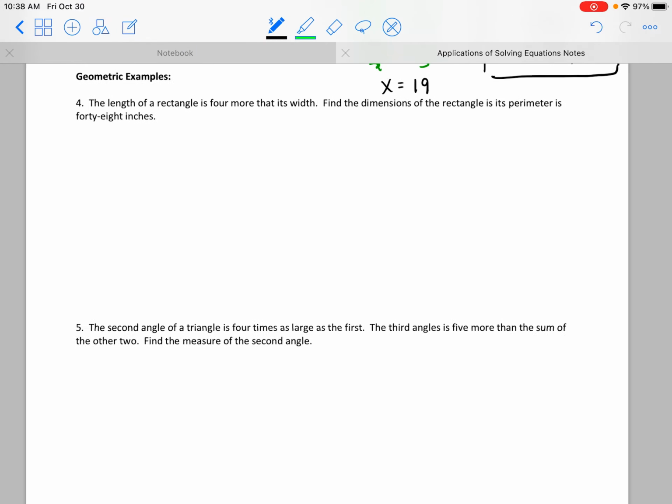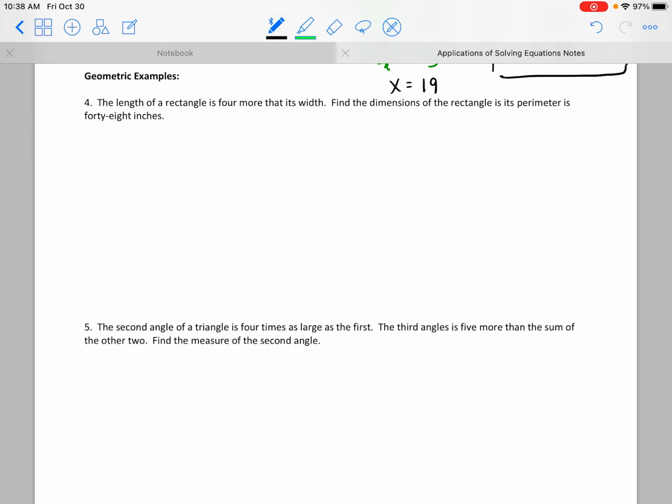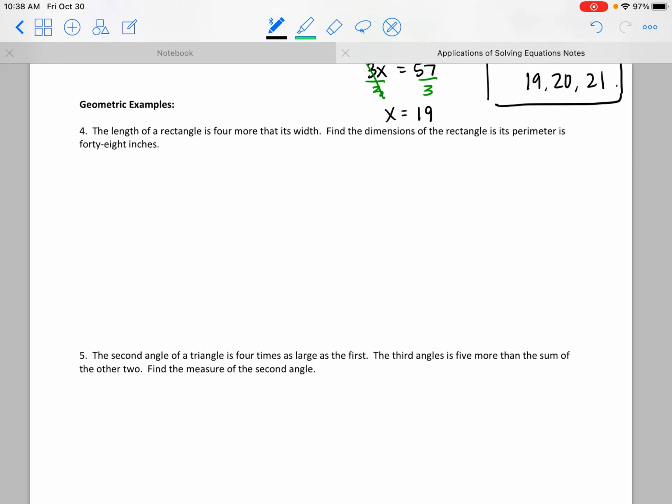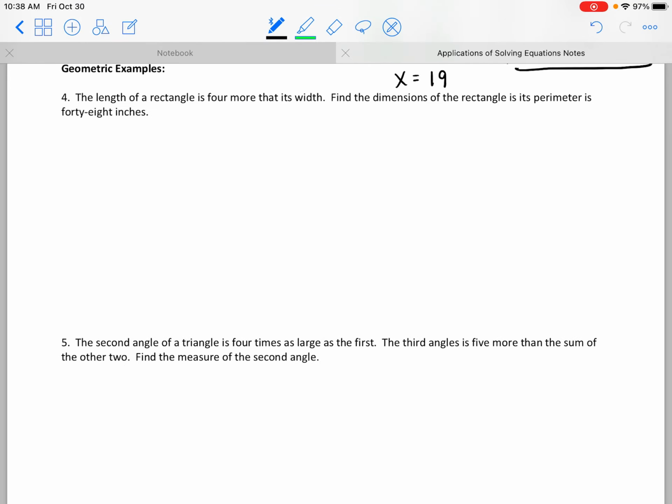Last ones we're going to look at are some geometric examples. I saved the toughest one for last. So let's look at number 4 before we deal with the fun one. The length of a rectangle is 4 more than its width. It says to find the dimensions of the rectangle if its perimeter is 48 inches.